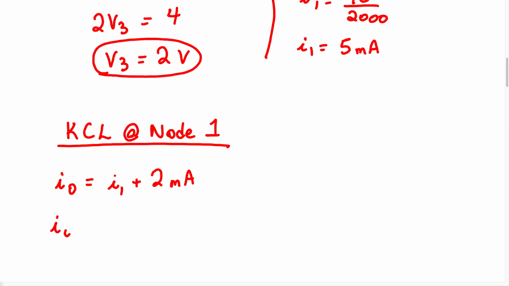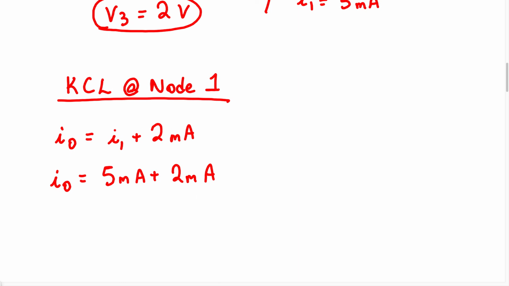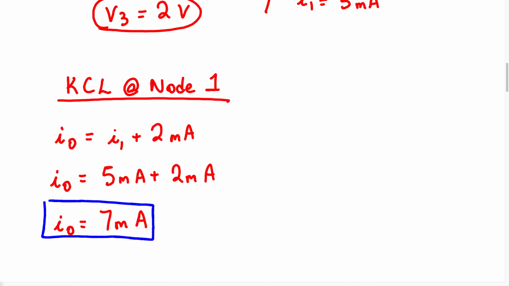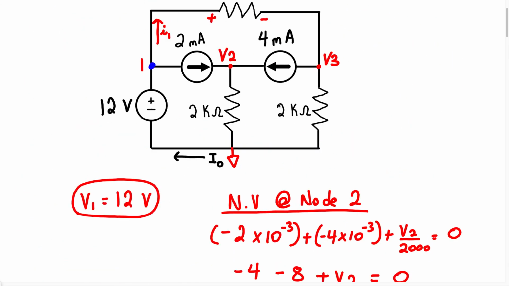Now we just found the current I1 and that's going to be 5 milliamps. So I0 equals 5 milliamps plus 2 milliamps. Therefore the current I0 equals 7 milliamps. So the current I0 is going to equal 7 milliamps, and this is going to be our answer for this particular problem. I0, which is the current flowing through this voltage source, is going to be 7 milliamps.